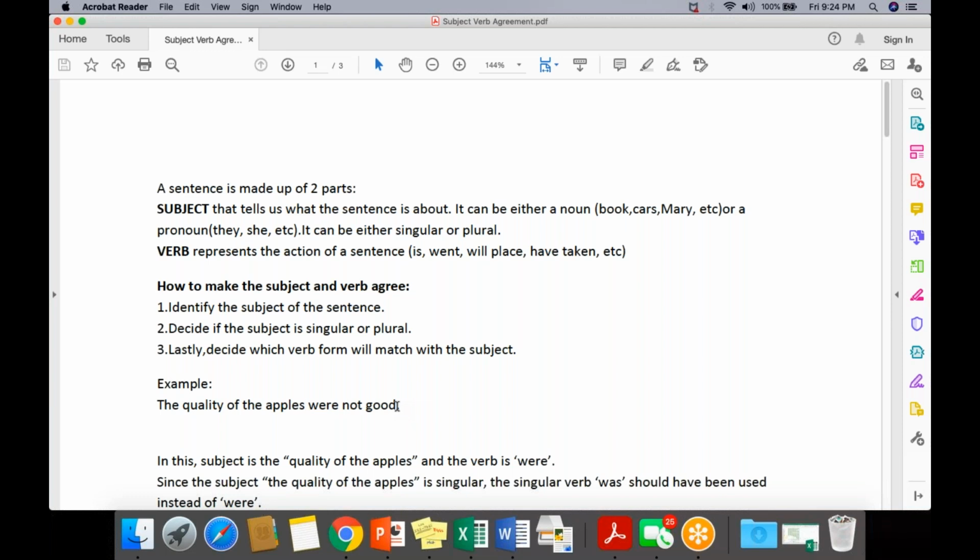Now, when I say quality of apples, is it singular or is it plural? Is quality of apples a singular subject or a plural subject? It is singular. So if quality of apples is singular and it is the subject of my sentence, the verb should be singular or plural? The verb which is talking about the quality of apples should also be singular. And is were the right word, or should I use was?